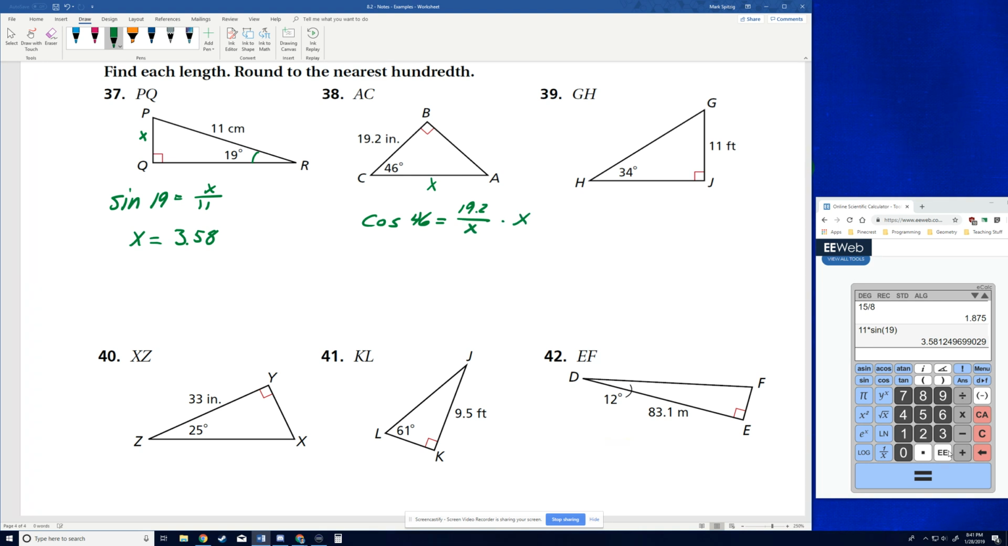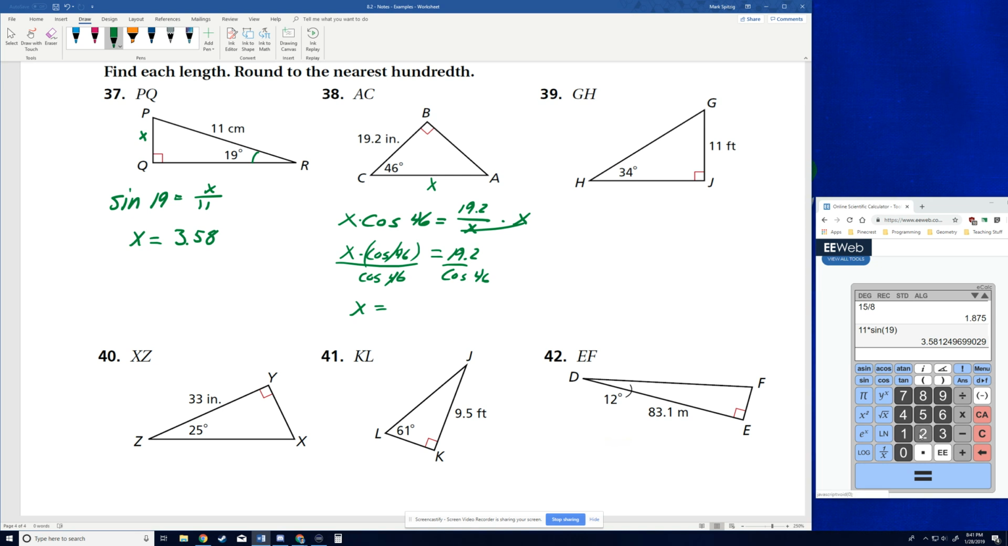I do multiply both sides by x. The problem now is that I have x times cosine 46. Remember, cosine 46 is just a decimal value. It's just a value. And so we have 19.2. And then I need to divide both sides by cosine 46. And so what we end up with is 19.2 divided by cosine 46. That would be our calculator ready form.